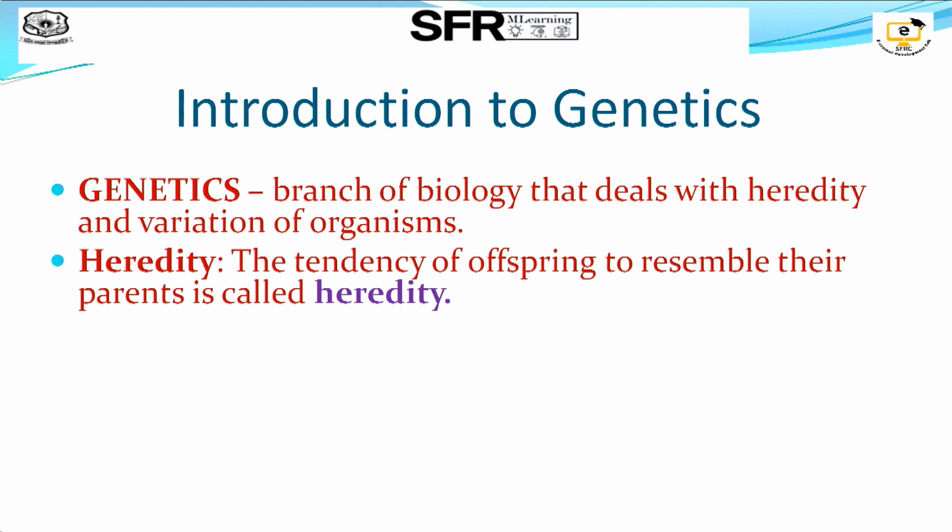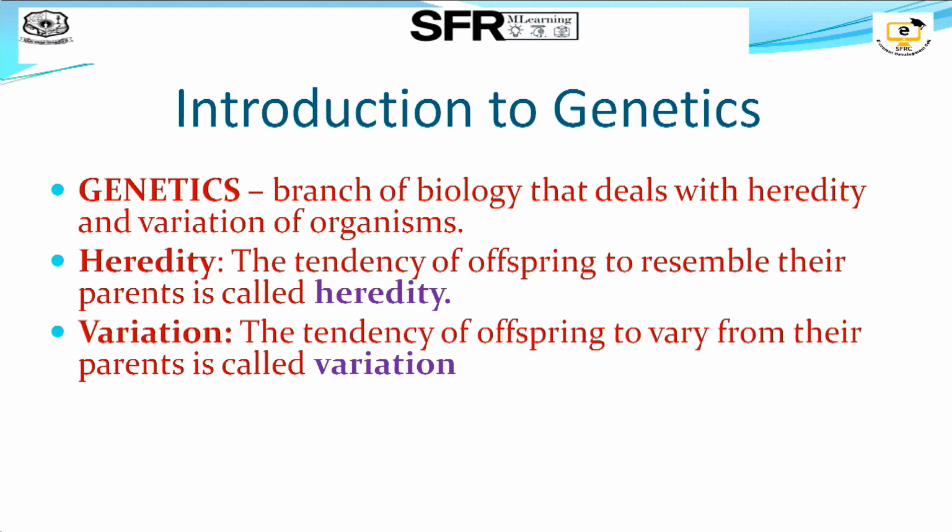So first you know, genetics is a branch of biology that deals with the heredity and variation of organisms. Heredity is the tendency of offspring to resemble their parents. And we are not a clone of our parents, isn't it? We just differ. We are not exactly like our mother or our father, and even though we are blood brothers and blood sisters, we all have some differences, isn't it? That is what is called variation. That is where the gene plays its role. The tendency of offspring to vary from their parents is called variation.